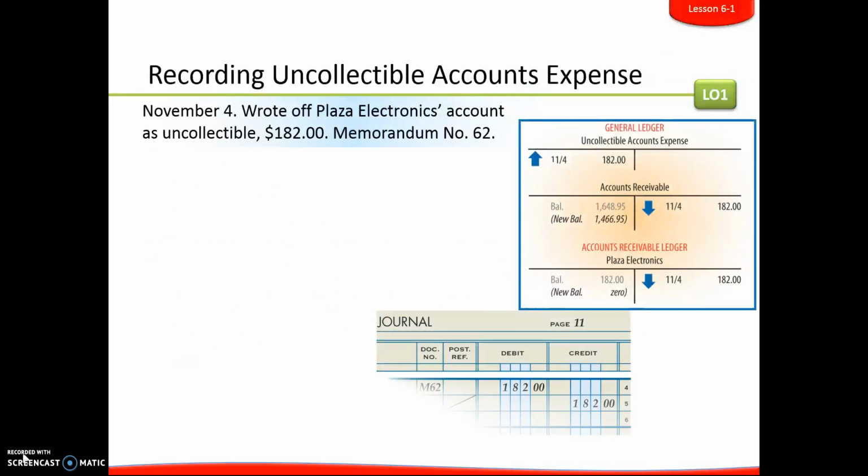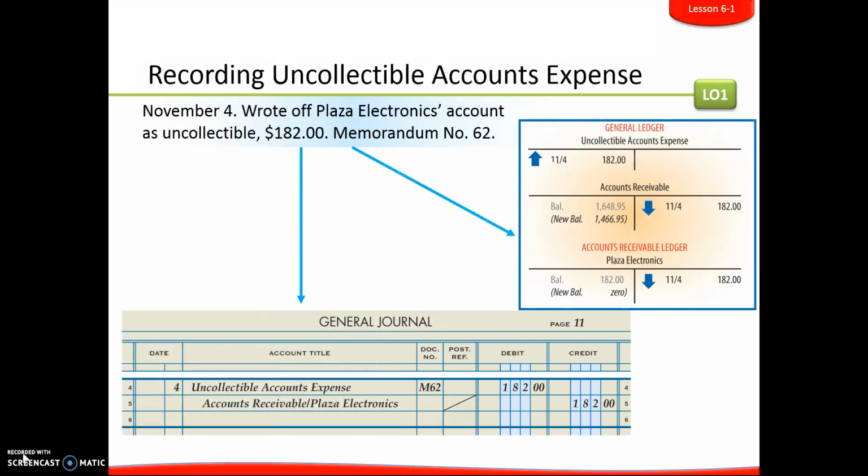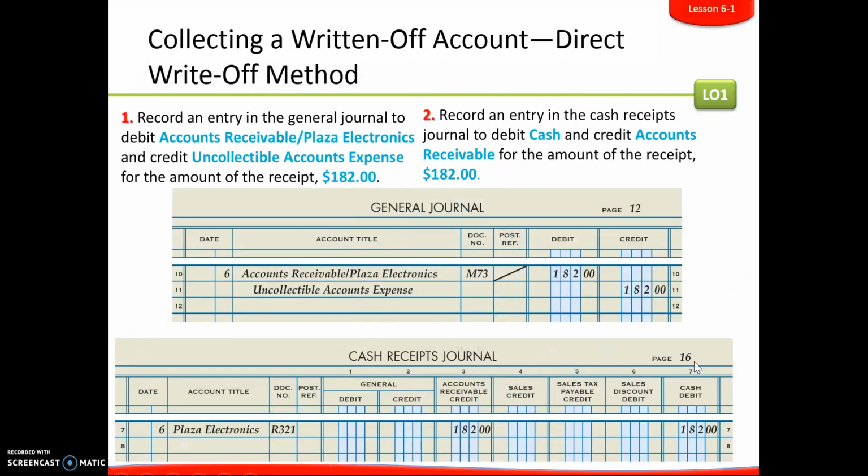So here you can see it says on November 4th, we wrote off Plaza Electronics account as uncollectible for $182. Memorandum number 62. When you write off an account, it does go in our general journal. So we have a debit for uncollectible accounts expense for the 182, and then the credit actually goes two places. Remember, it goes to accounts receivable because it needs to come out of there, but it also needs to come out of our customer account, which is Plaza Electronics. So that's why we have the dash there. That 182 credit is going two places, and you can see that over here.